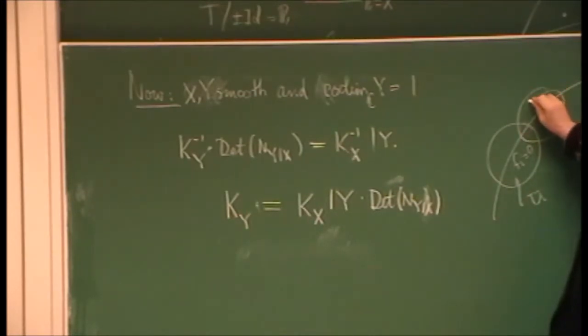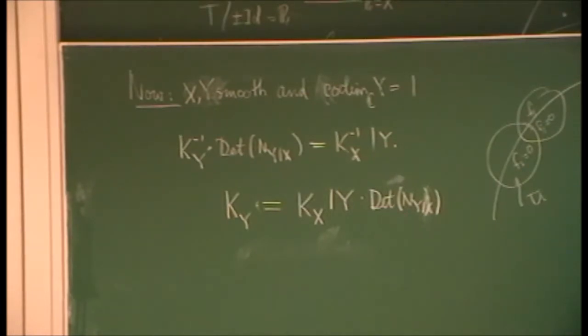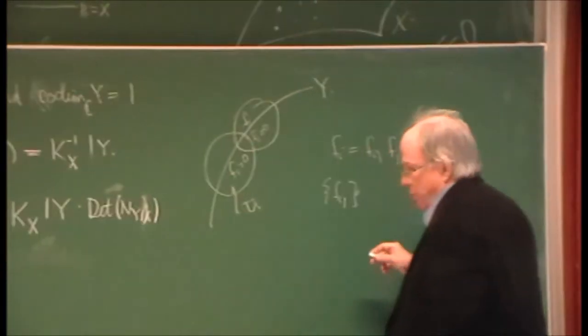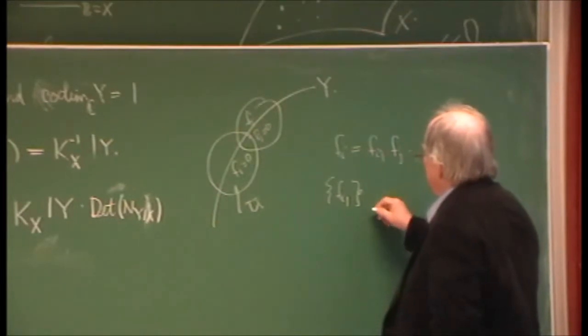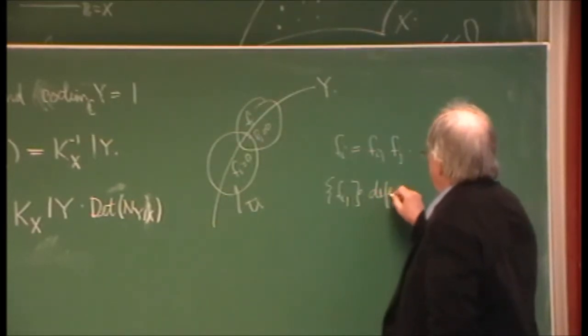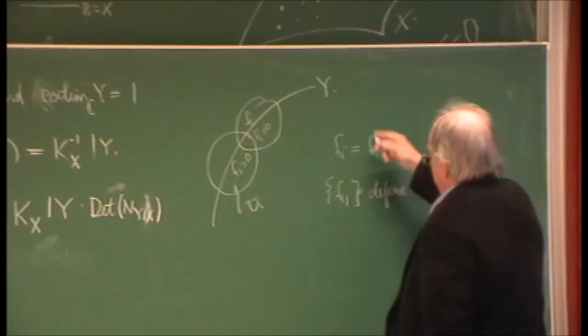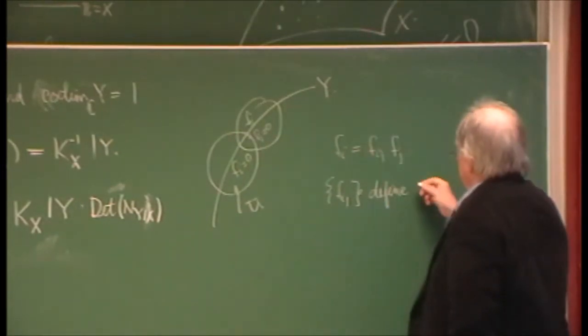And these things will define, they're compatible. So fi equals fij fj. Okay? And the fij's are then, see, I'm a little bit worried I'm going to make a sign mistake here. The fij's are the transition functions, define a bundle, define the bundle of this y as a divisor.